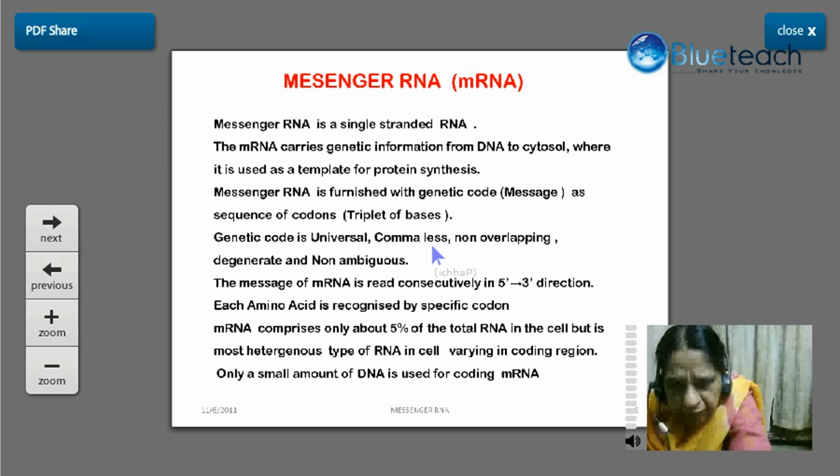Genetic code is universal, comma-less, non-overlapping, degenerate, and non-ambiguous. The message of RNA is read consecutively in the 5' to 3' direction. Each amino acid is recognized by a specific codon. Messenger RNA comprises about 5% of the total RNA in the cell but is the most heterogeneous type of RNA in the cell, varying in coding region. Only a small amount of DNA is used for coding of messenger RNA.